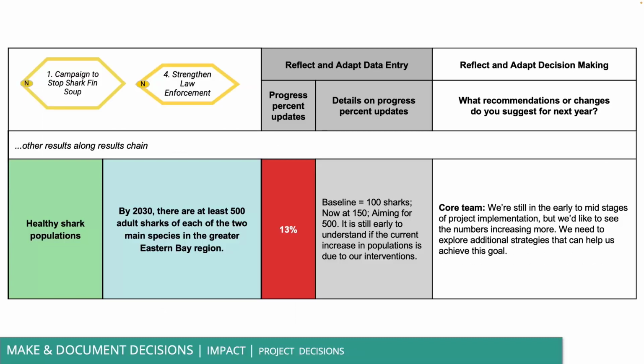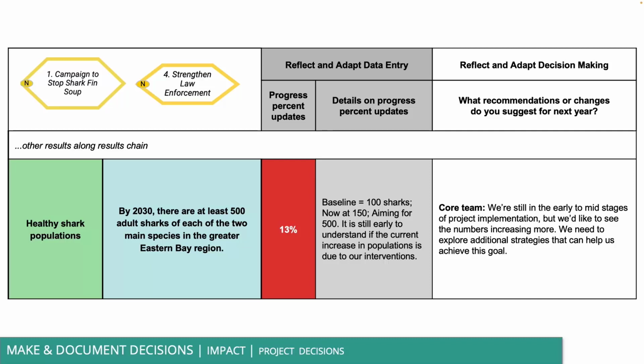Understanding project impact will guide your overall adaptive management decisions, both for your strategies that are working towards your goals and for the combination of these strategies. You'll see that two strategies feed into this goal: the campaign to stop shark fin soup and strengthen law enforcement strategies. Your goal status can help you understand how your strategies are working together to reduce threats and conserve biodiversity or improve human well-being in the area.